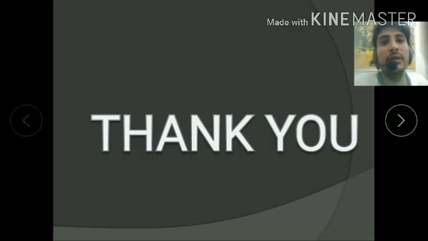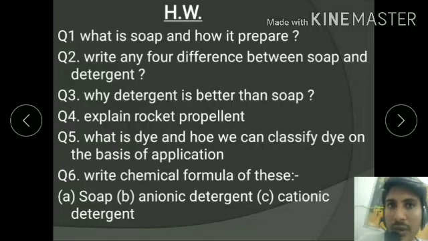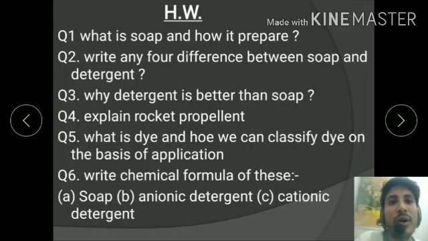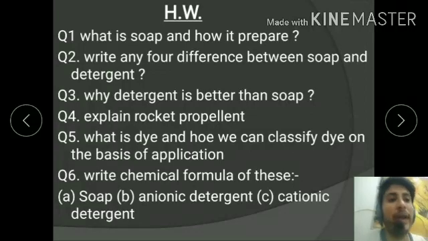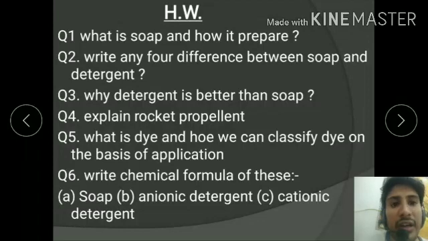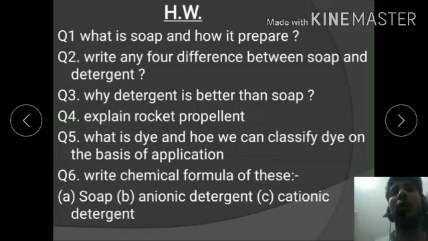And this is your homework. Question number one: what is soap and how is it prepared? Question number two: write any four differences between soap and detergent. This is a most important question. You will get this question in your board exams also. Question number three: why is detergent better than soap? Question number four: explain the rocket propellant that I discussed earlier. Question number five: what is dye and how can we classify dye on the basis of application? Question number six: write the chemical formulas of soap, anionic detergent and cationic detergent. These are important examples, and you have to do this homework in your notebook.